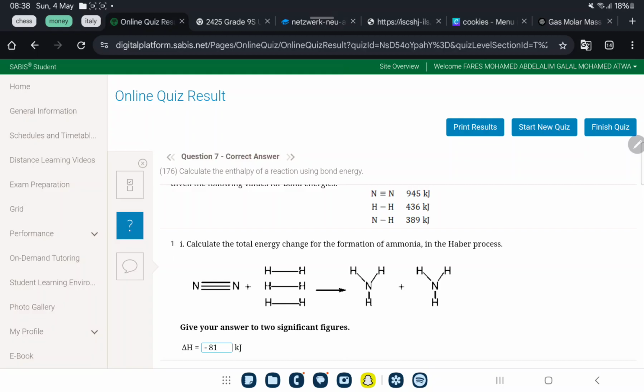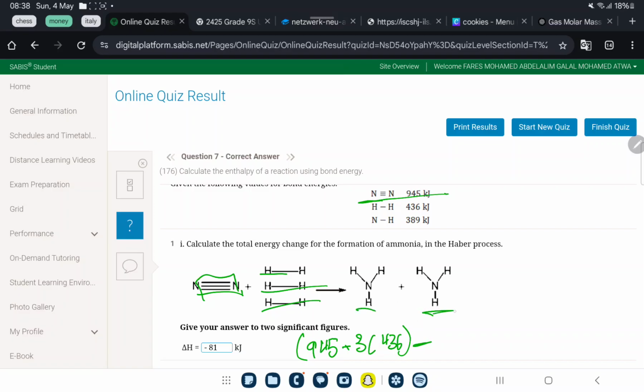Okay, they want delta H here. So we're going to do bonds broken. We have the triple bond between N and N, which is 945 kilojoules. Plus, because we're still getting the sum of the bonds, we have 3 H–H bonds, H2, so plus 436 kilojoules. Now we do minus the bonds formed.